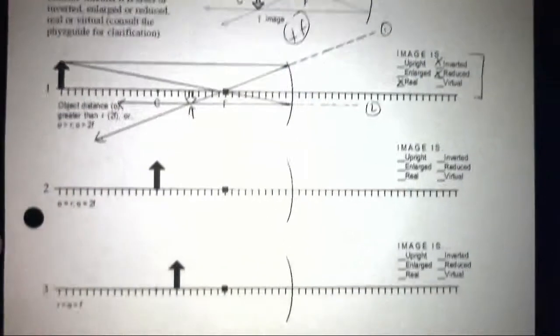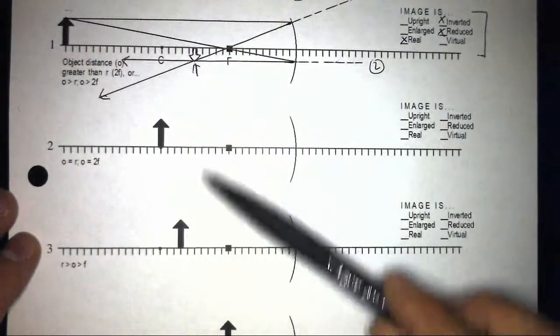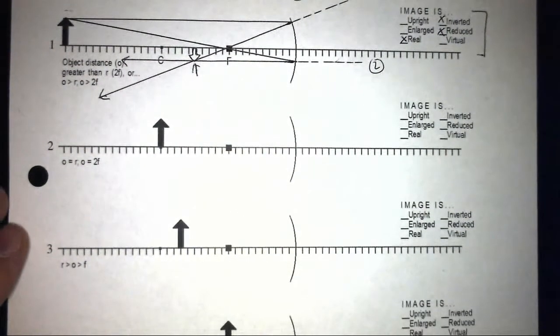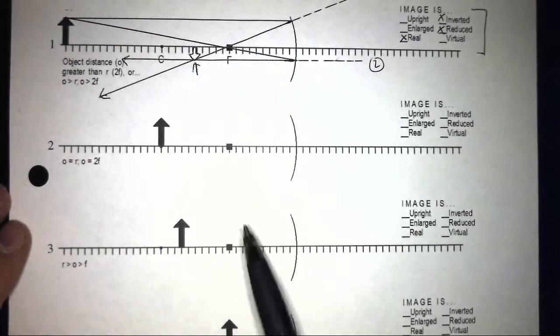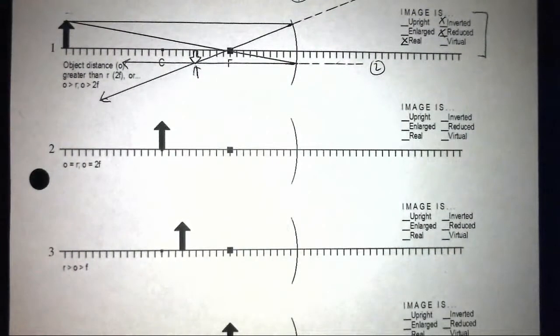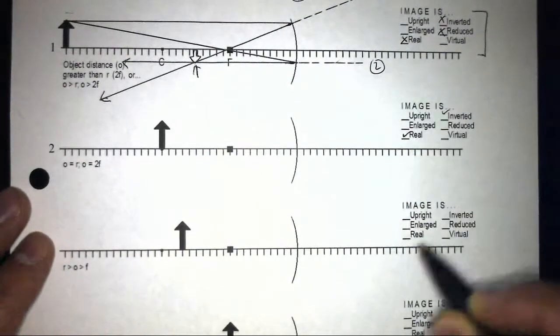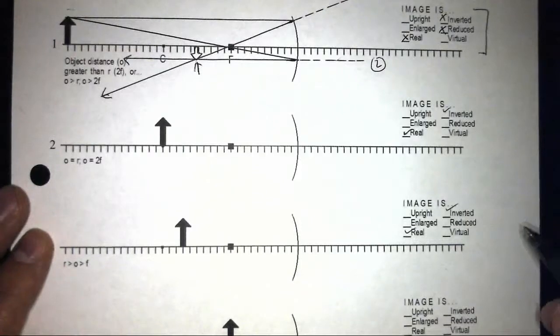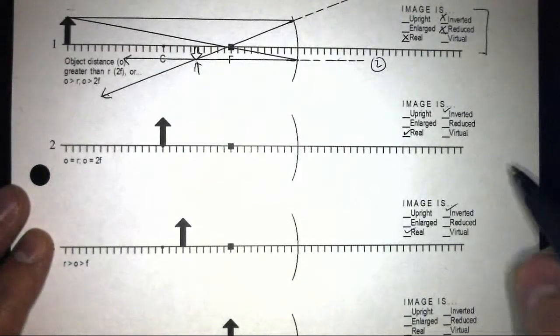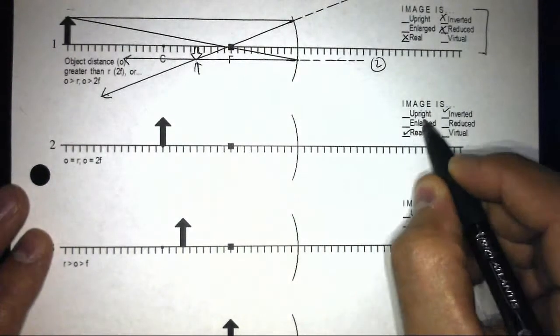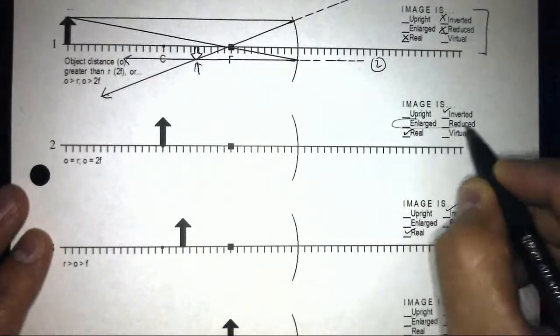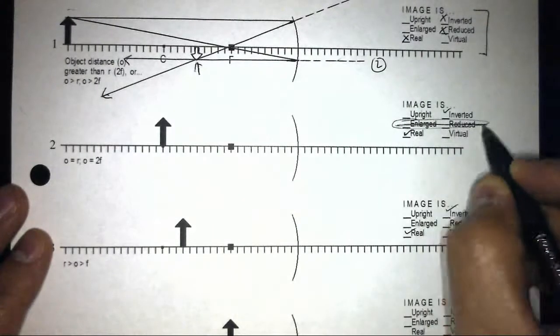So on your own, I want you to do these two, number 2 and number 3. With both of these, you can use ray number 1 and ray number 2. Should be fairly simple, fairly straightforward. With these, you should also end up with a real inverted image on both of them. Number 2, the image is neither enlarged nor reduced.